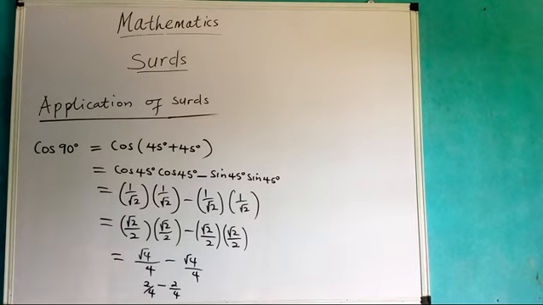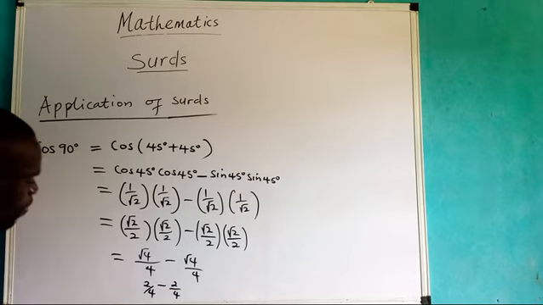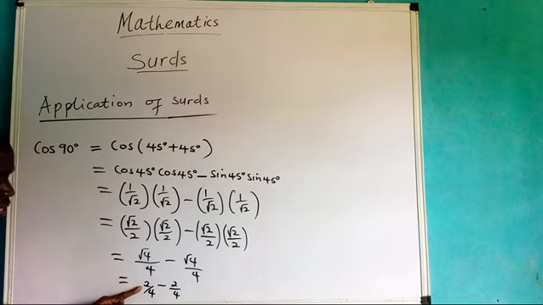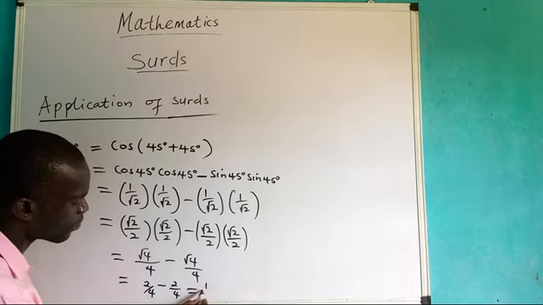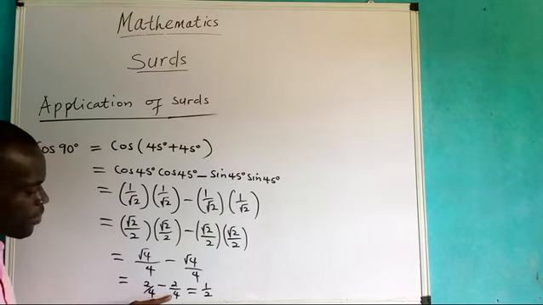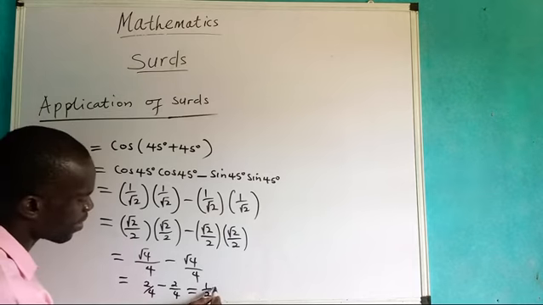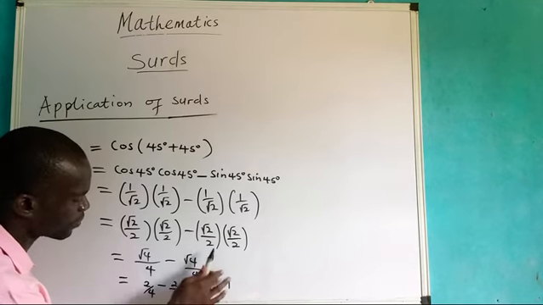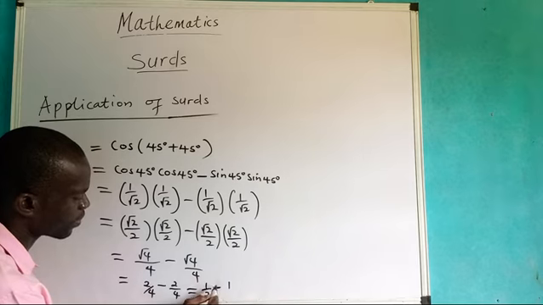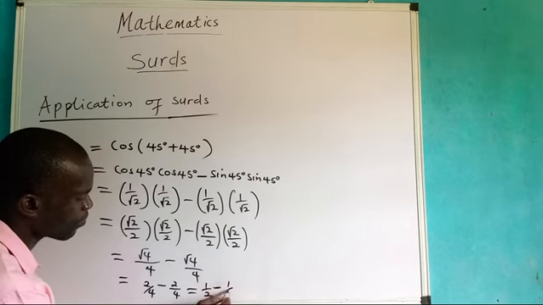Now what next? We can reduce this fraction to its lower form. It means there is a number that can divide 2 without a remainder, and the same applies to 4. 2 divided by 2 is 1, and 4 divided by 2 is 2. Therefore, I will have 1 over 2. The same thing applies to this one: 1 over 2. Please take note that here is minus.